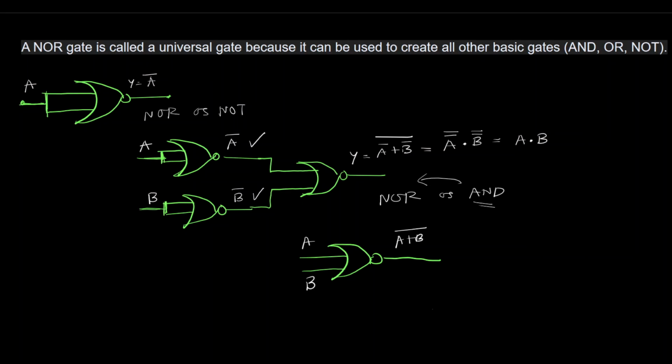Now if we take another NOR gate like this, and we interconnect these two inputs and connect the output of the first NOR gate to this input, it will just give you the complement version of its input. So this NOR gate will give you y equals A plus B. So this is how we can construct NOR as OR gate.